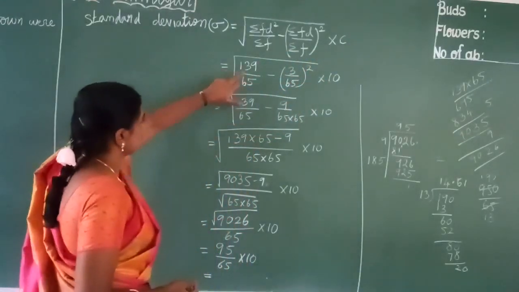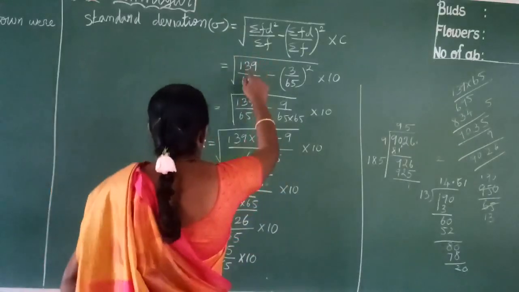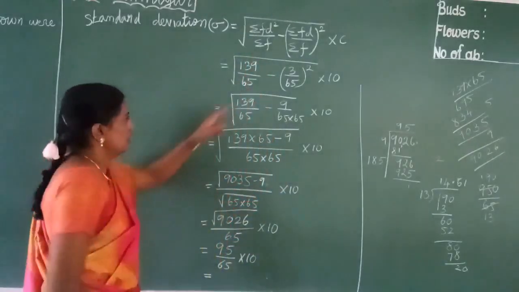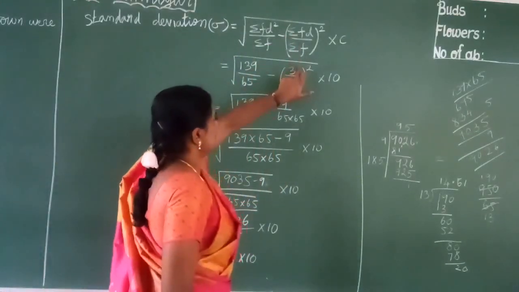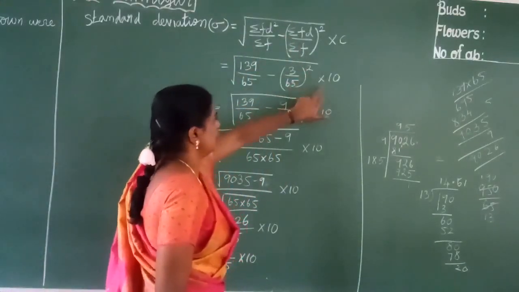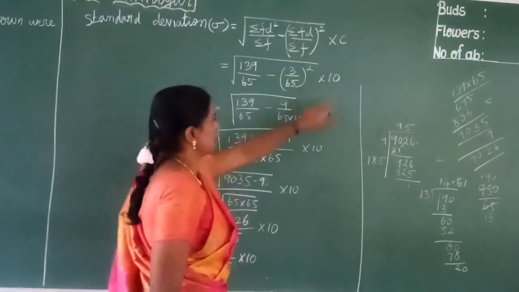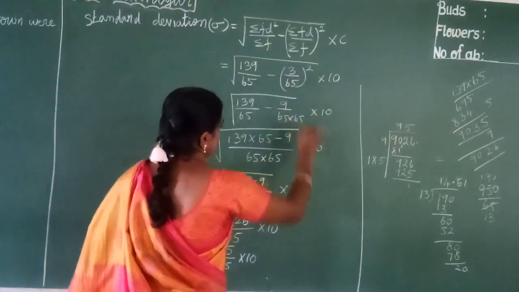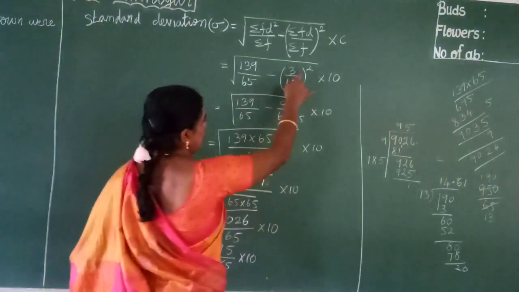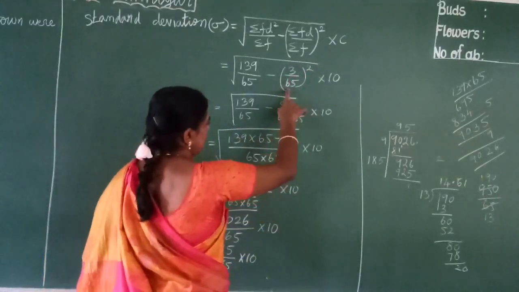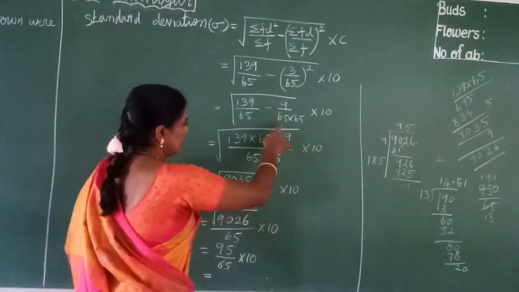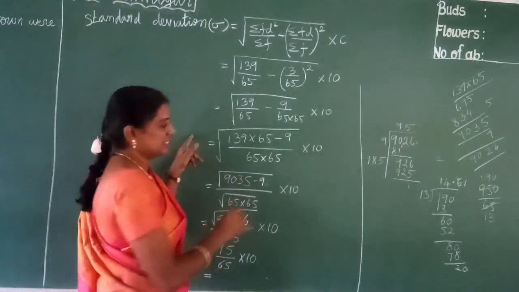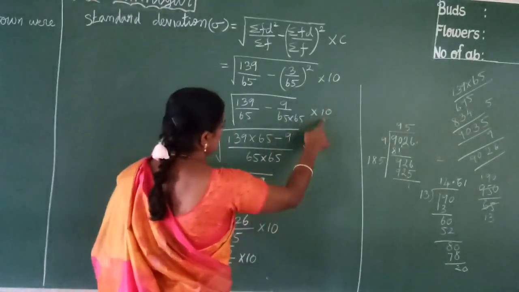So next apply summation f d squared, answer 139, by summation f 65, minus summation f d 3 by summation f 65, whole square, into common factor 10. So next 139 by 65. Here any simplifications? No. So write as it is. 3 whole square is 9. Here 65 into 65. No need to multiply because you want to take LCM now. So you write as it is, 65 into 65 into 10.